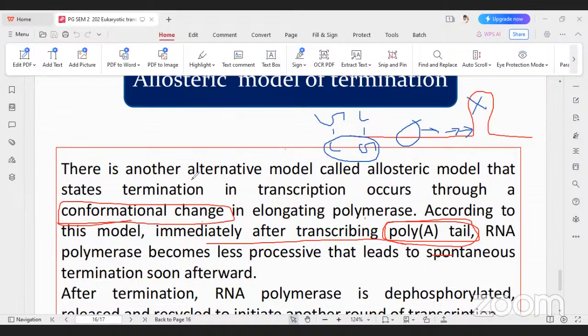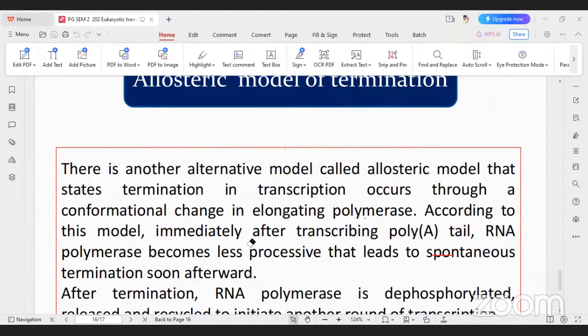Yes, sir. In our book they write about the allosteric and torpedo models. Two models are enough. Now, finally, what happened here? From the DNA strand, mRNA is prepared.